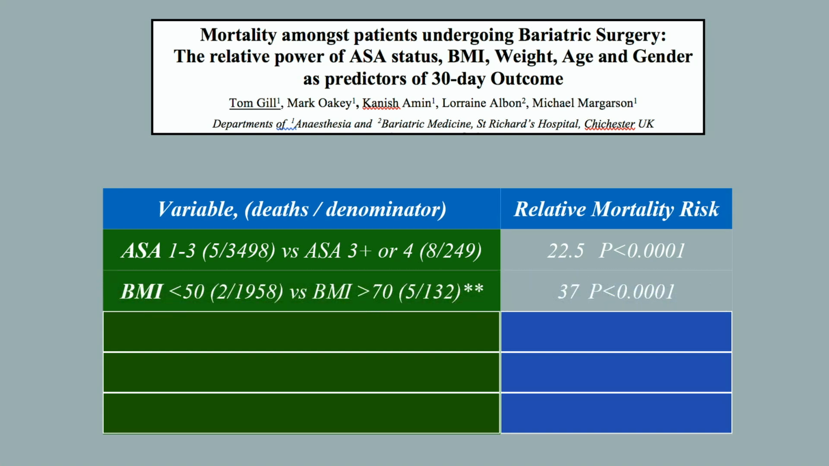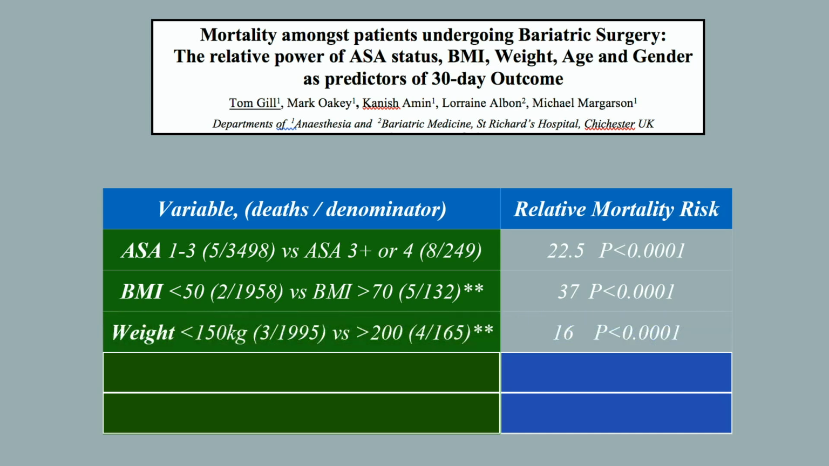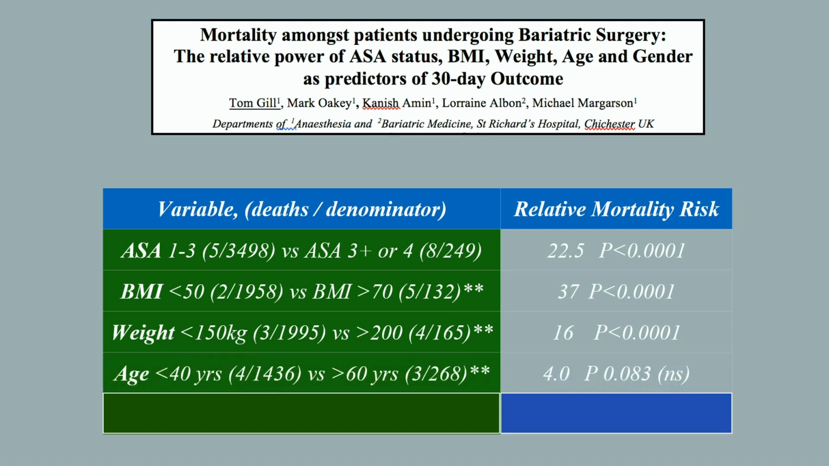And if your BMI is over 70 versus under 50, this is not a binary. There's a group in the middle there who we've missed out. But again, you've got a much higher relative mortality risk if you have a BMI that's over 70 versus under 50. And funnily enough, exactly the same with weights, under 150 kilograms versus over 200, 16-fold. So these are pointing out the real risk factors for these groups.